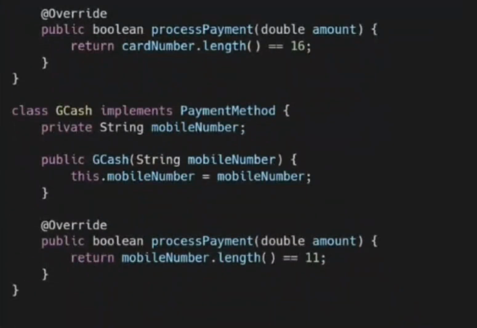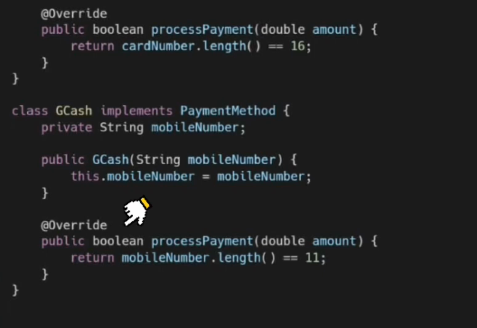Next, we have another implementation of the PaymentMethod interface, the GCash class. So GCash is a popular mobile payment method in the Philippines. Similar to the CreditCard class, it has a private member variable, mobileNumber, to store the mobile number associated with the GCash account. So the constructor public GCash(String mobileNumber) takes a string representing the mobile number as input and initializes the mobileNumber member variable.